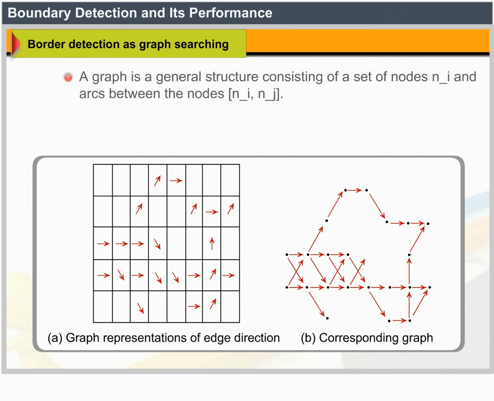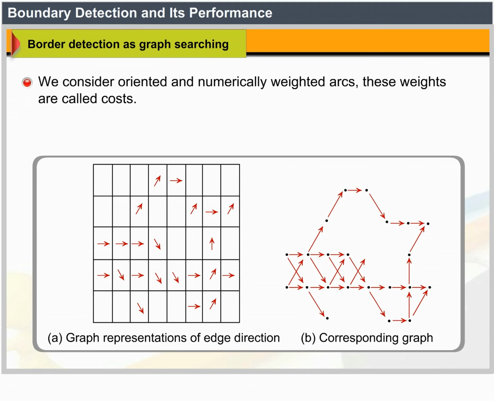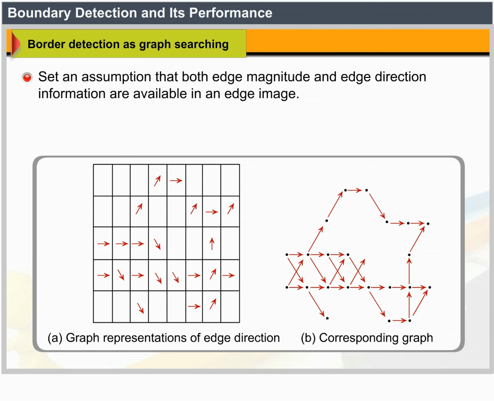A graph is a general structure consisting of a set of nodes N_i and arcs between the nodes N_i and N_j. We consider oriented and numerically weighted arcs, these weights being called costs. The border detection process is transformed into a search for the optimal path in the weighted graph. Assume that both edge magnitude and edge direction information is available in an edge image. The figure depicts graph representation of edge direction and the corresponding graph.